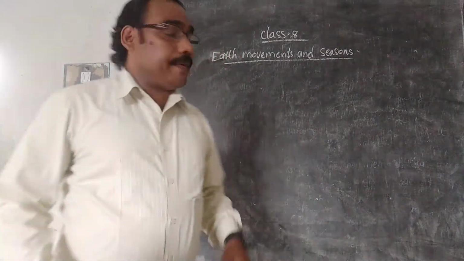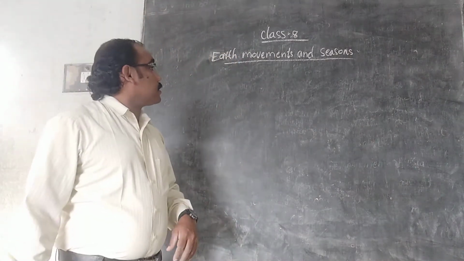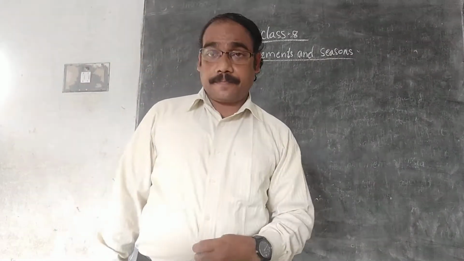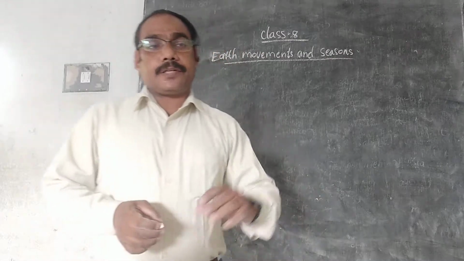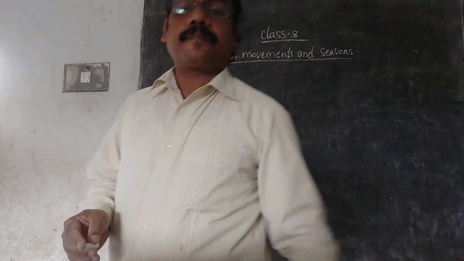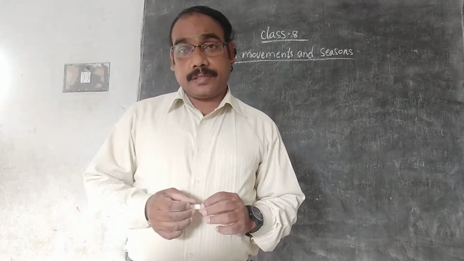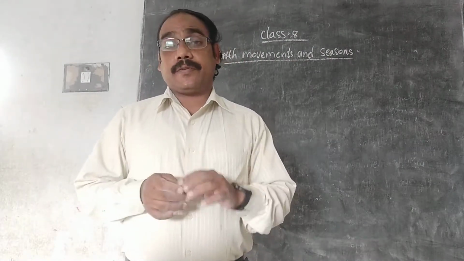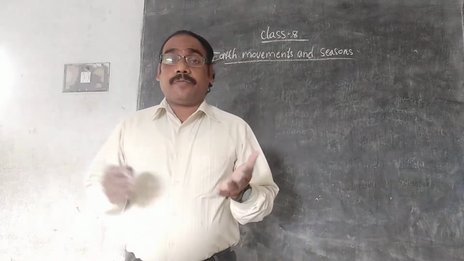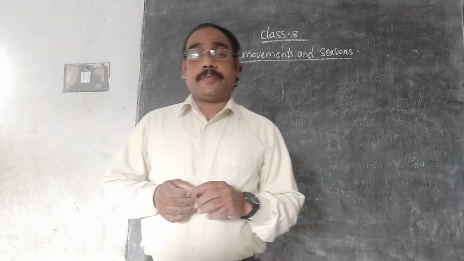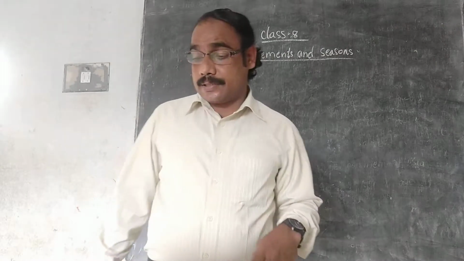The last class we were discussing the earth movements and the seasons. So last class we already learned about rotation and revolution. Yes or no? Rotation means the movement of the earth on its own axis. Because of rotation we are having days and nights. It takes 24 hours for one rotation. Revolution means the movement of earth around the sun. Because of that we are having seasons.